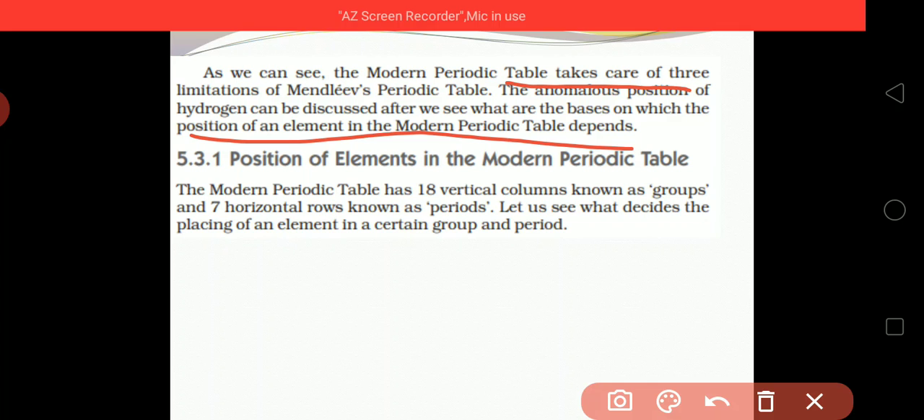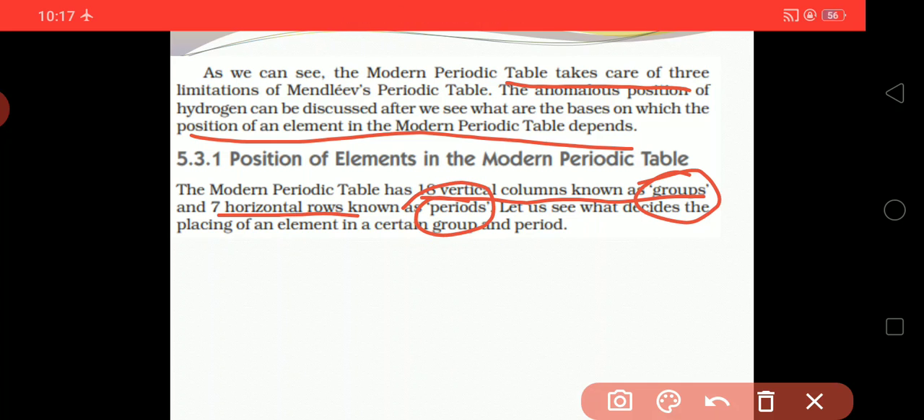Now, position of elements in the modern periodic table. Different positions are there for every element. The modern periodic table has 18 vertical columns known as groups. In the modern periodic table we can see 18 vertical columns, which we call groups. And 7 horizontal rows, which are said to be periods. So 7 horizontal rows are periods, and 18 vertical columns are groups.